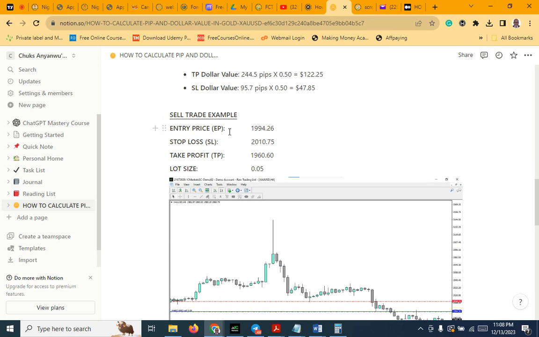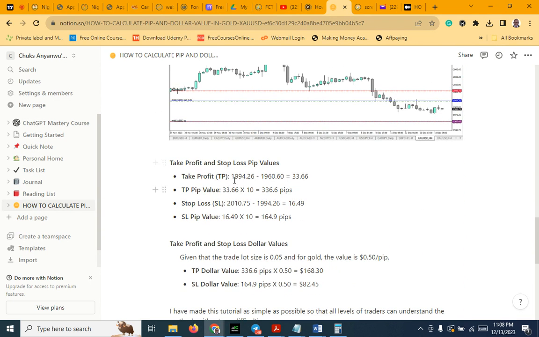Now the sell trade scenario is the same principle, but the opposite direction, okay? So the entry price is this, the stop loss is this, the take profit is this, and we're using the same lot size, okay? So to calculate your pip value for the take profit, you have to subtract. In this case, you are selling, okay? So your take profit value is going to be your entry price minus your take profit price, okay? So if you do that, you're going to get this, okay?